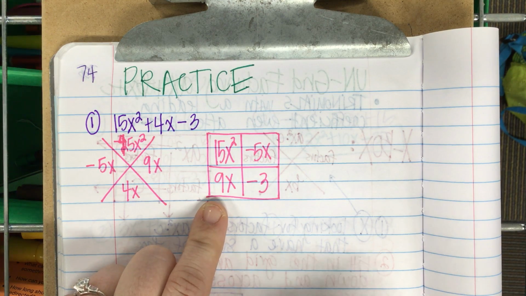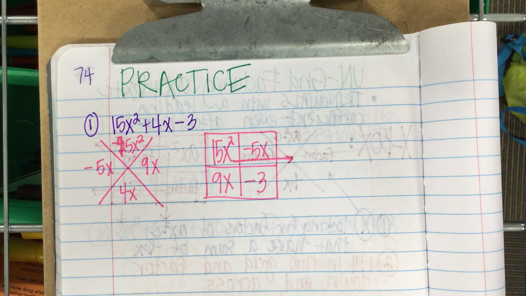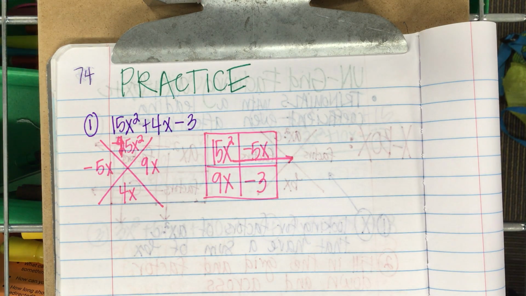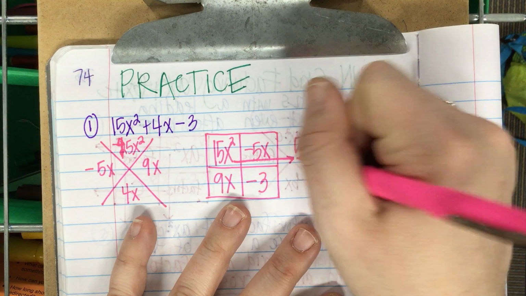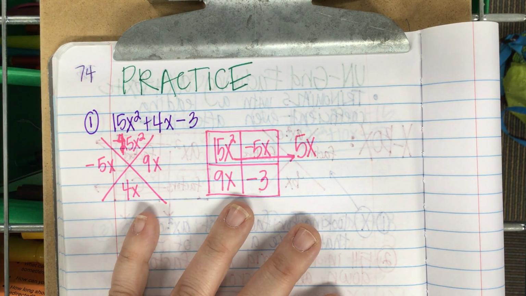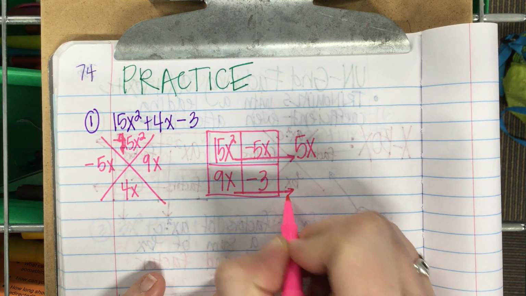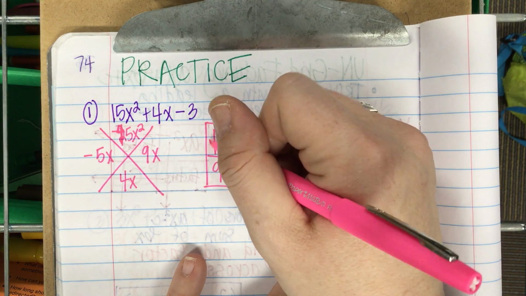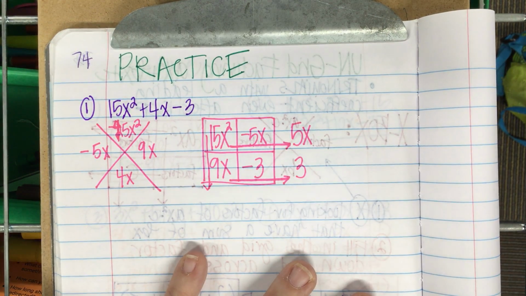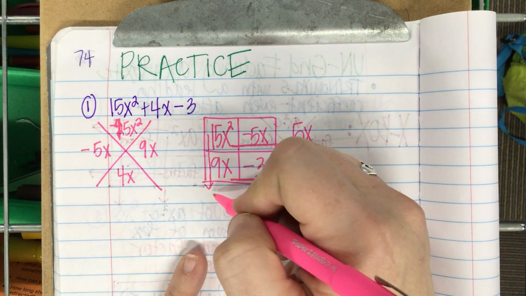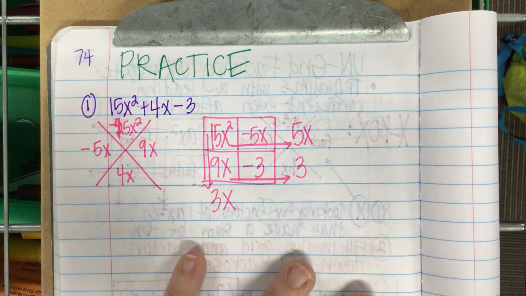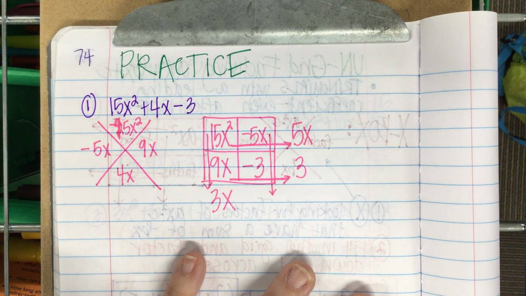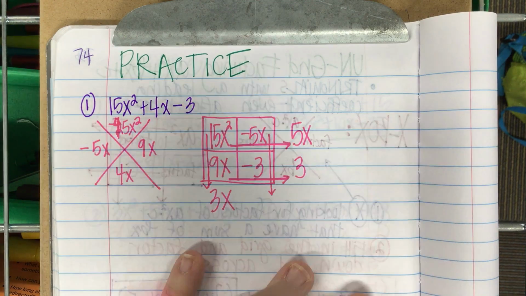Now I'm going to factor across and down. What do 15x squared and negative 5x share? What's their greatest common factor? Gabe? 3x. More than 3x. 5x. You factored it and got 3x. They share 5x. What do 9x and negative 3 share? 3. Now I factor down. What do 15x squared and 9x share? 3x. And what do negative 5x and negative 3 share? They share a negative 1.